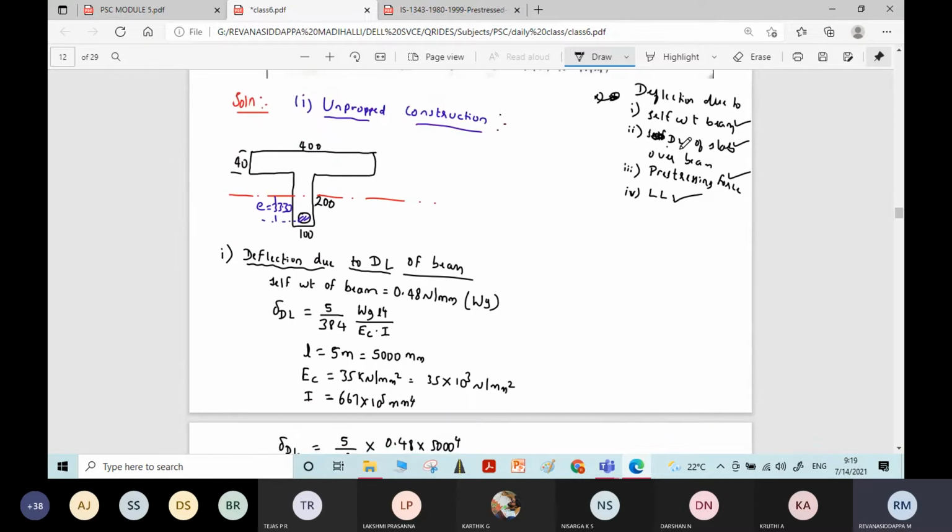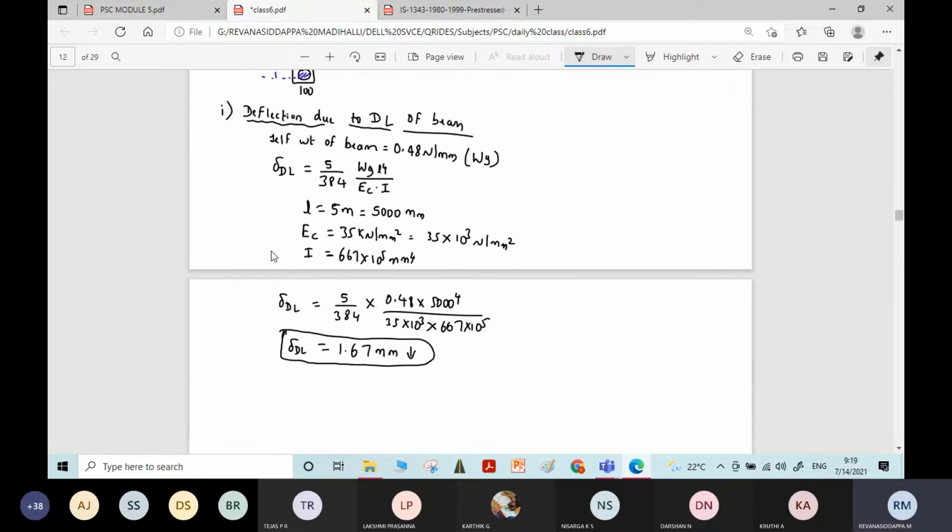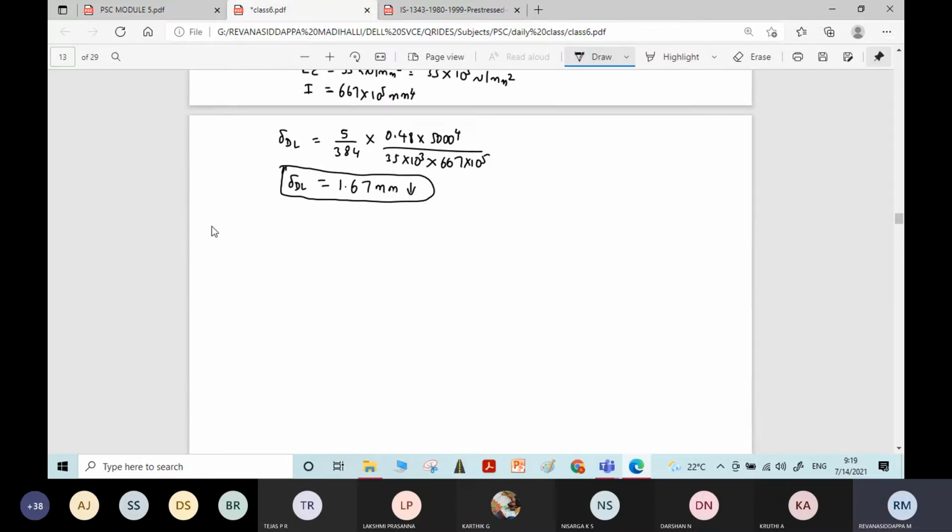What next, students? Deflection due to dead load of slab over the beam. Second one, you write. Second one, deflection of precast beam due to self-weight of cast in situ slab.